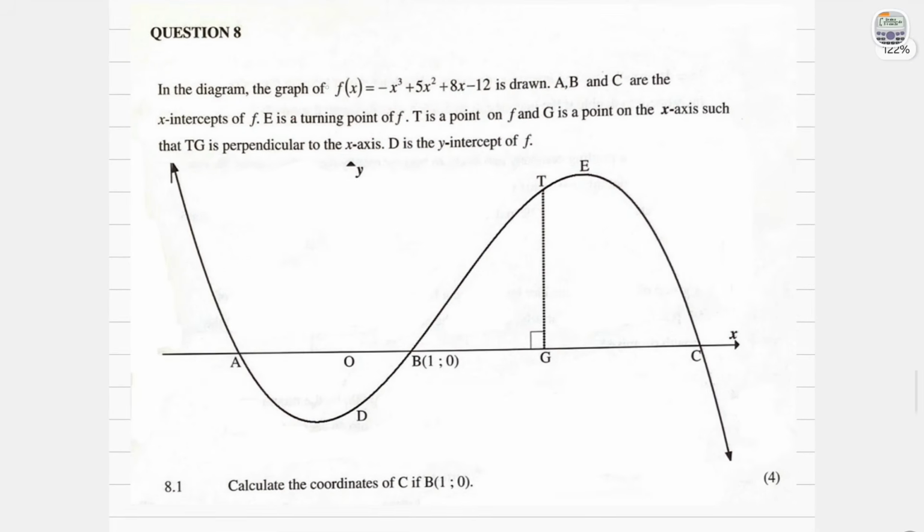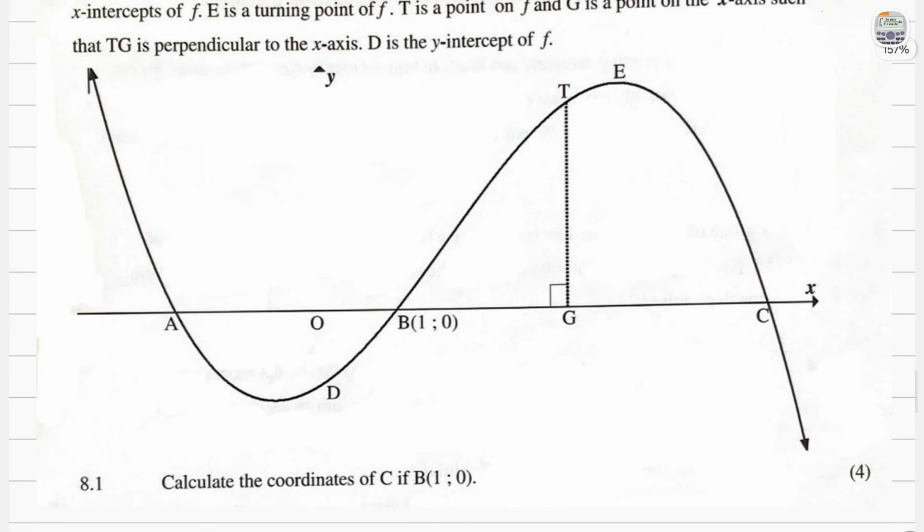Question 8 says, in the diagram, the graph of f of x is equal to negative x cubed plus 5x squared plus 8x minus 12 is drawn. A, B, and C are the x-intercepts of f. E is the turning point of f. T is a point on f, and G is a point on the x-axis such that TG is perpendicular to the x-axis. Okay, that's a fancy way of saying that T is vertically above G, meaning they share a specific coordinate. And lastly, they tell us that D is the y-intercept of f.